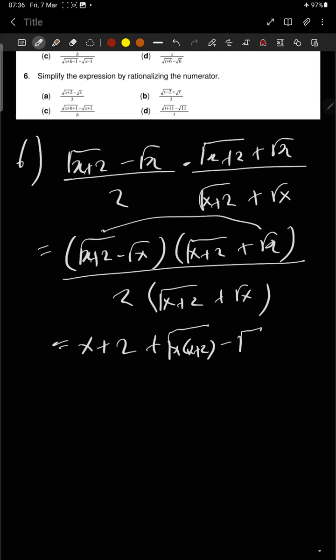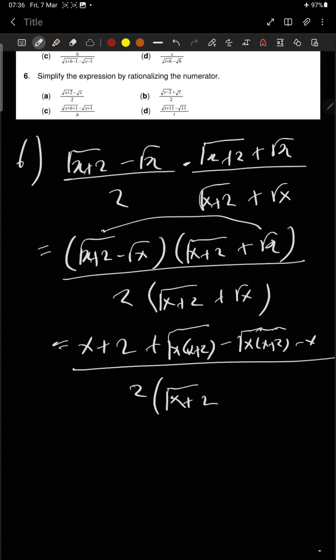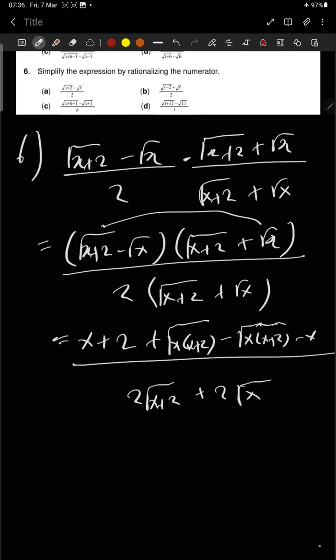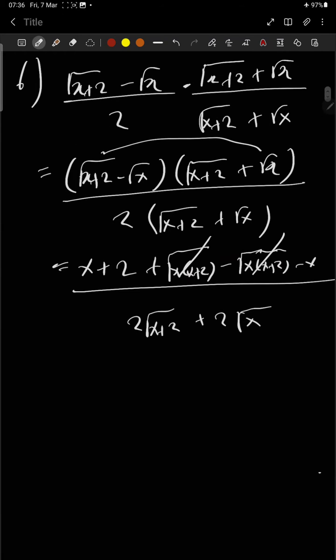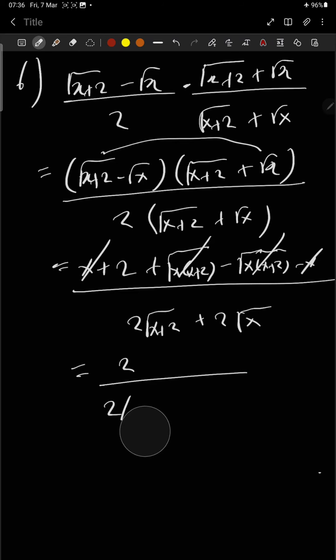Then minus x over 2 square root of x plus, if you want you can even expand here, 2 square root of x plus 2 plus 2 square root of x. So now notice, guys, they're the same, they'll subtract. This and this will go. I'll remain with 2 over 2 square root of x plus 2 over the square root of x.